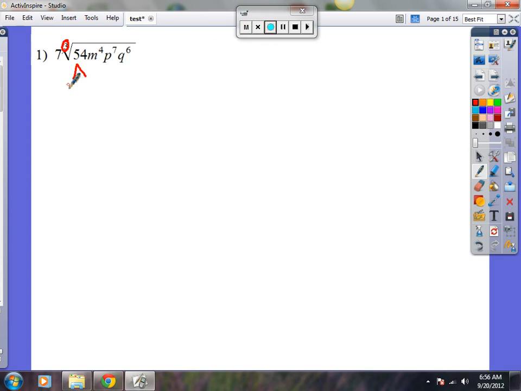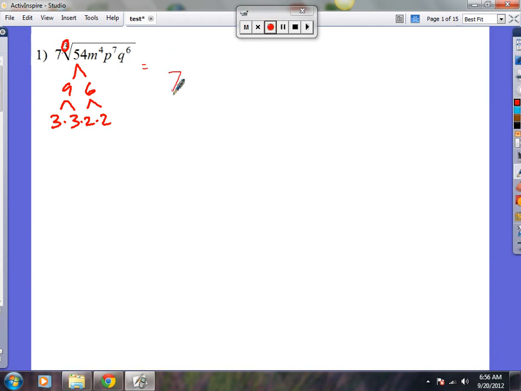So 54 can be rewritten as 9 times 6, and 9 is 3 times 3, and 6 is 2 times 2. So we're going to rewrite this. So move number 1, we're just going to copy and paste, but don't forget the 7 out front. 7 times the cube root of 3 squared and 2 squared.